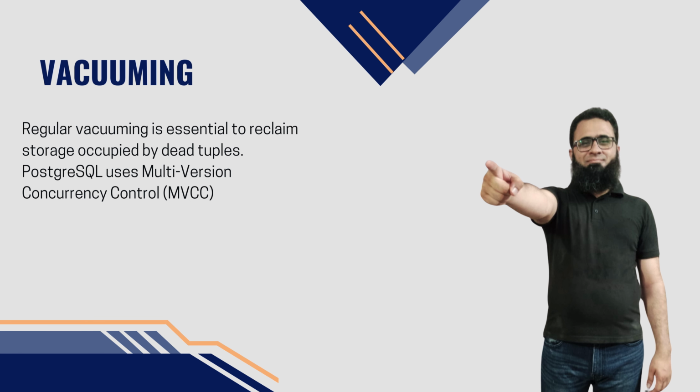Now let's start with the first maintenance task of the PostgreSQL database, that is vacuuming, which is essential to reclaim the storage occupied by dead tuples. As we know, PostgreSQL uses multi-version concurrency control. So whenever we perform an update in our table, PostgreSQL marks the existing row as a dead tuple and creates a new row with the new values. And due to that, dead tuples are generated, which occupy storage.